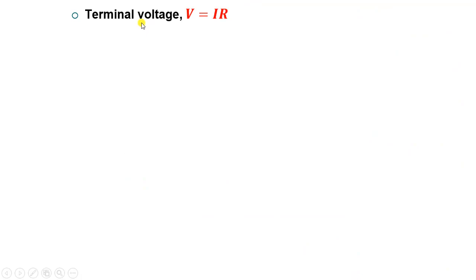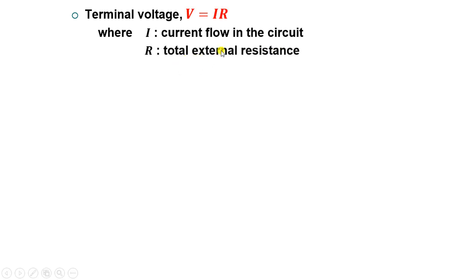So, the terminal voltage V only relates to the external resistance: V = IR. I refers to the current that flows in the circuit. R is the total external resistance, because it is the terminal voltage. So, R must refer to the external resistance.